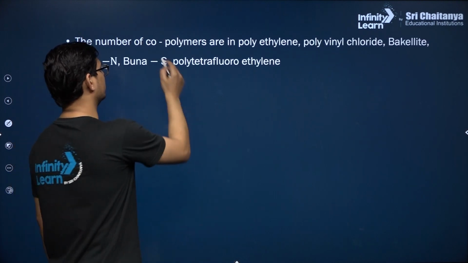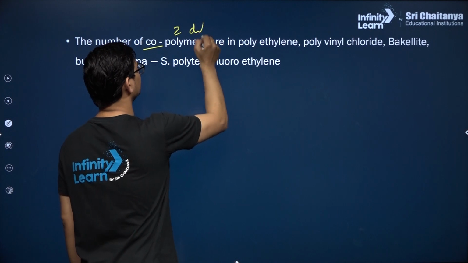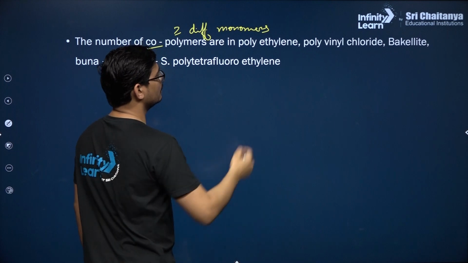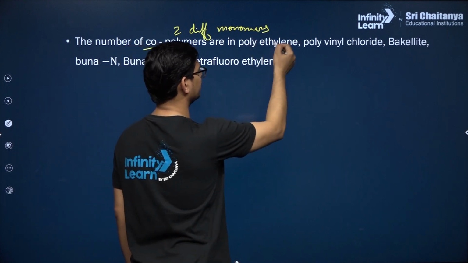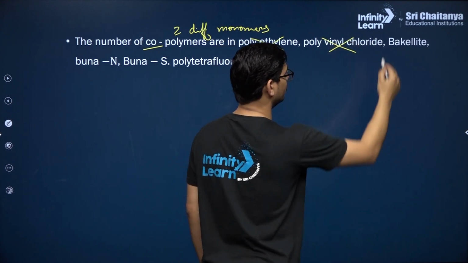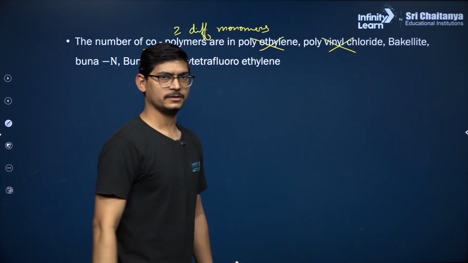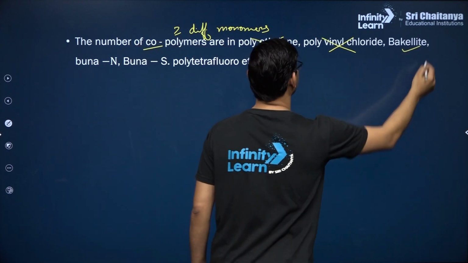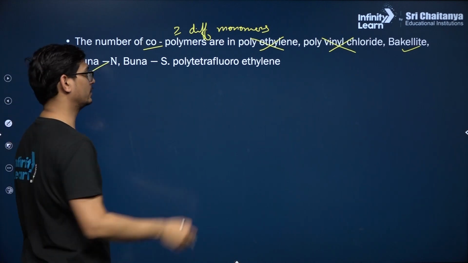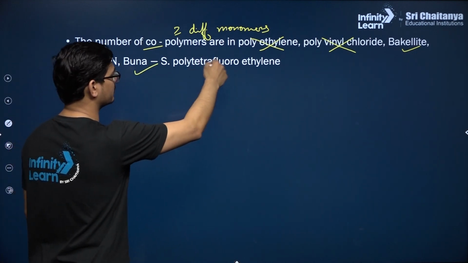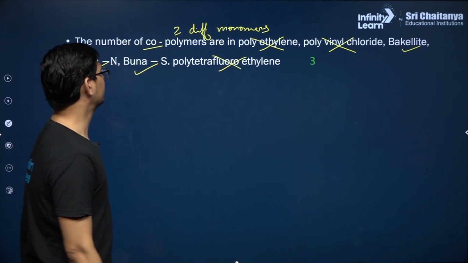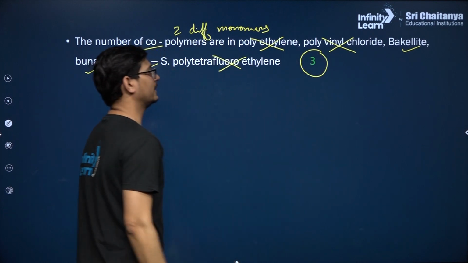The number of copolymers. Copolymers have 2 different monomers. Polyethylene, as the name indicates, is just a polymer of ethylene. Polyvinyl chloride is a polymer of vinyl chloride. Bakelite, yes, it's a phenol formaldehyde polymer, so it's a copolymer. Buna-N, yes, butadiene and acrylonitrile. Buna-S, yes, butadiene and styrene. Polytetrafluoroethene, no, it's a polymer of tetrafluoroethene. So how many of these polymers are copolymers in nature? That is 3.